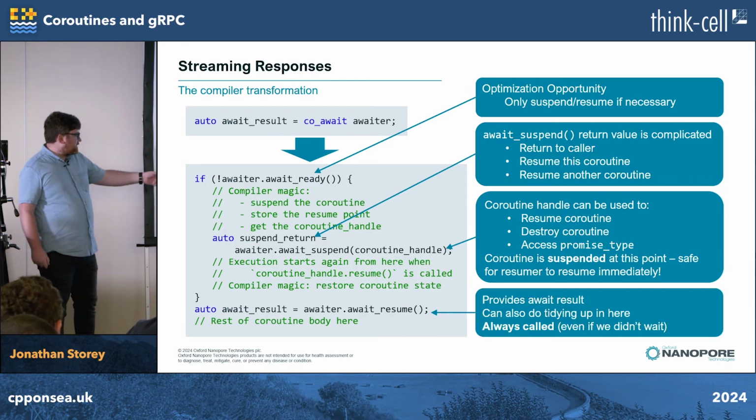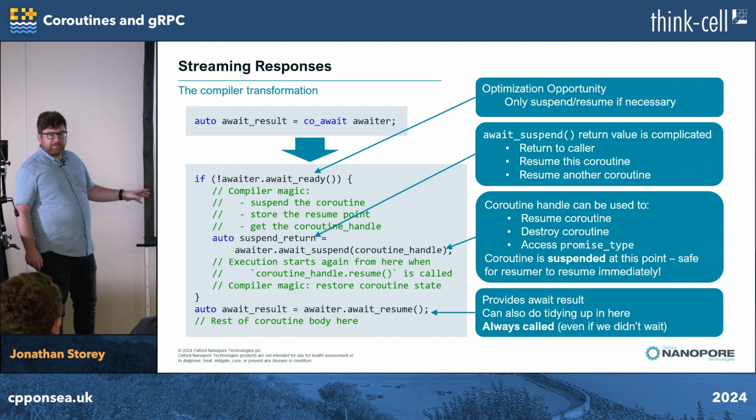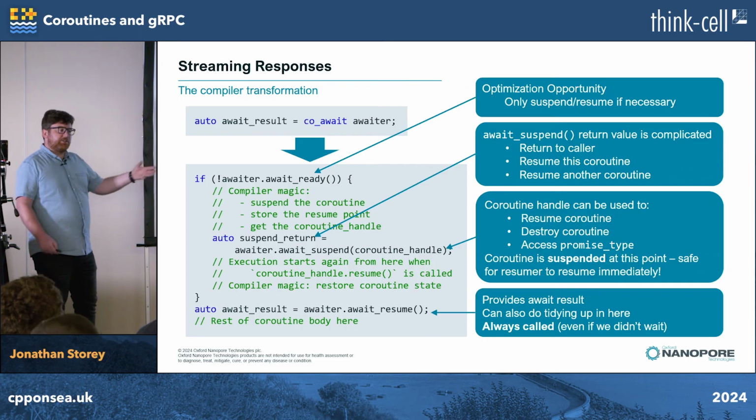And finally, await_resume provides the result of awaiting. It's always called. You can do some tidying up if you need to. And it kind of makes sense that it's always called because that's how you get the result. If you didn't call it, how could you get the result?